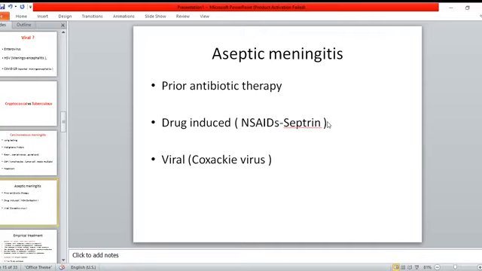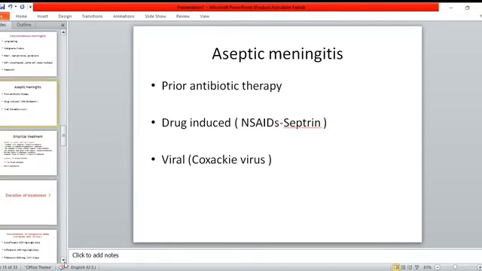Cause. Of course, it's not a common side effect, but it's reported. The aseptic meningitis related to IV immunoglobulin use. Viral meningitis, so a lymphocytic meningitis, aseptic, negative culture for bacteria and fungal, that is viral. So these are the most common 3 causes for aseptic meningitis: prior antibiotic therapy, some drugs, and viral causes. So you have to think.